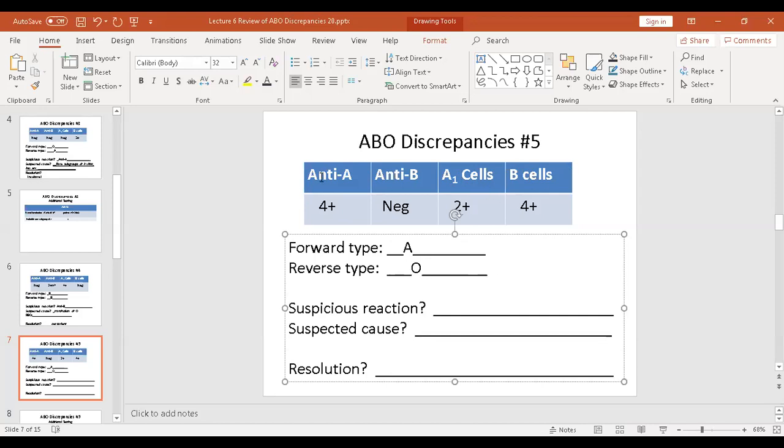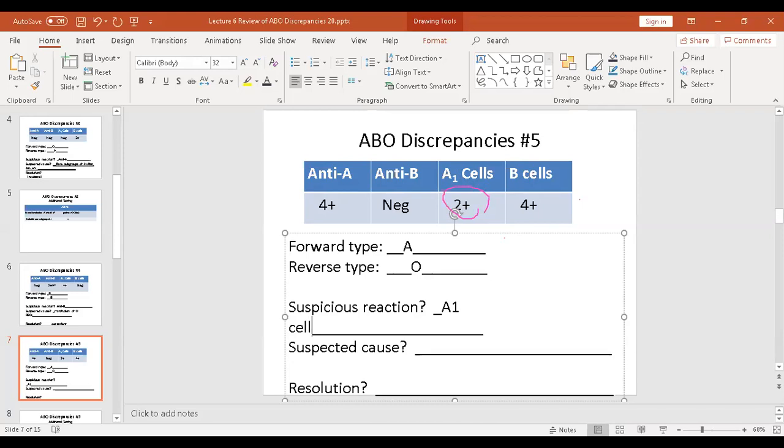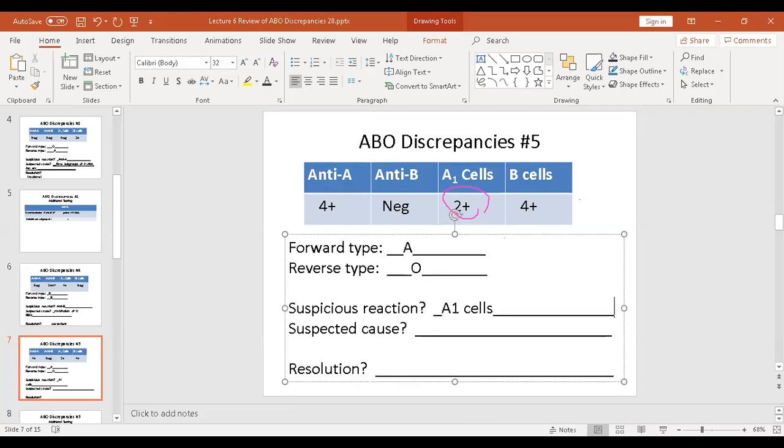So remember our rules of looking for weak or missing reactions. In this case, the reaction that is the weakest is here. Okay? And so we are going to suspect a problem with these A1 cells. So A1 cells are the suspicious reaction. Okay? So let's think about what could cause this.